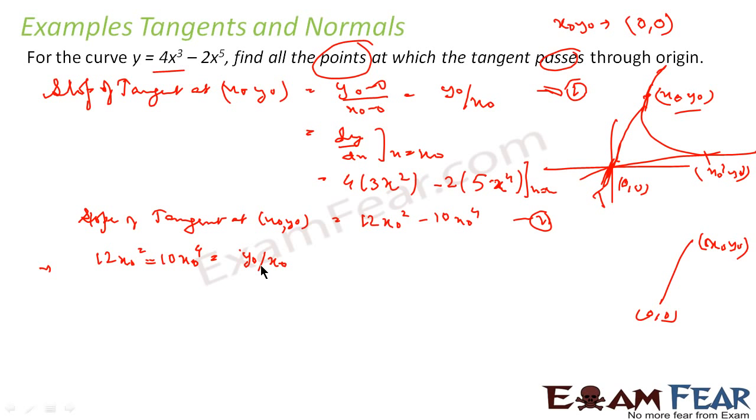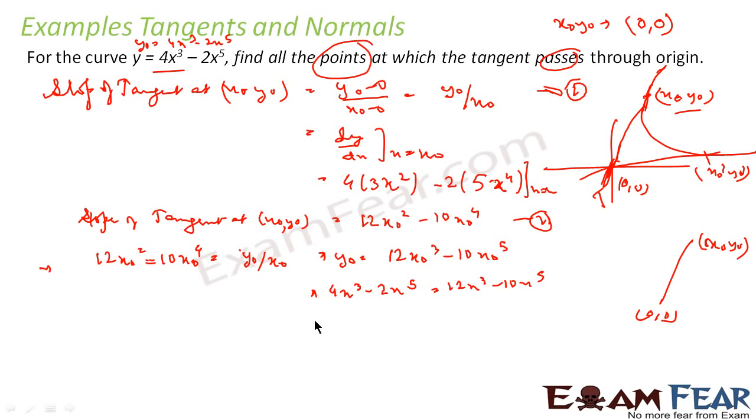Now I have to solve this equation actually. So with this, y0 comes out to be nothing but, this x goes this side, 12 x0 cube minus 10 x0 to the power 5. Now since I have an equation in y, next I want to find an equation only in x so that I can solve for the value of x. I have one more equation here. Here if you see, y0 is equal to 4x cube minus 2x to the power 5. So I'll merge these two equations. So instead of y0 I'll write 4x cube minus 2x to the power 5, and this is equal to 12x cube minus 10x to the power 5.